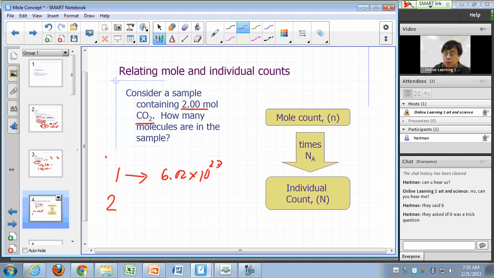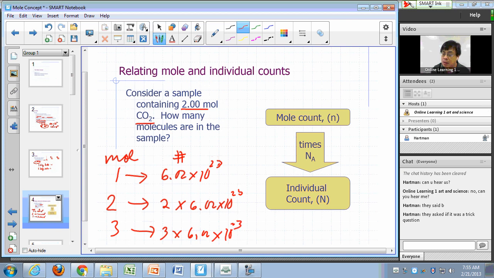If you have 2 moles, so this is the mole count, this is the actual number count, individual count. If you have 2 moles, then you have 2 times 6.02 times 10 to the 23rd. If you have 3 moles, then you have 3 times 6.02 times 10 to the 23rd. That would be the actual count. Just like saying if you have 1 dozen, then you have 12 items, right? If you have 2 dozen, you have 2 times 12 items, or 24. If you have 3 dozen items, then you have 3 times 12, or 36 items.